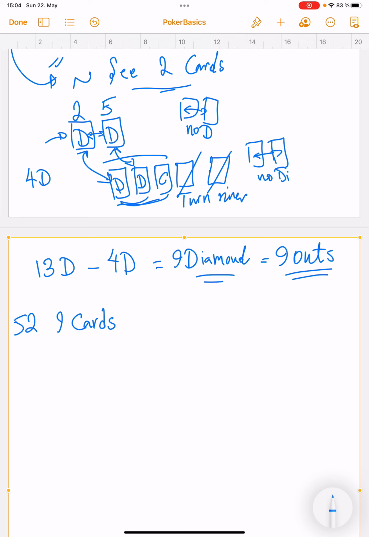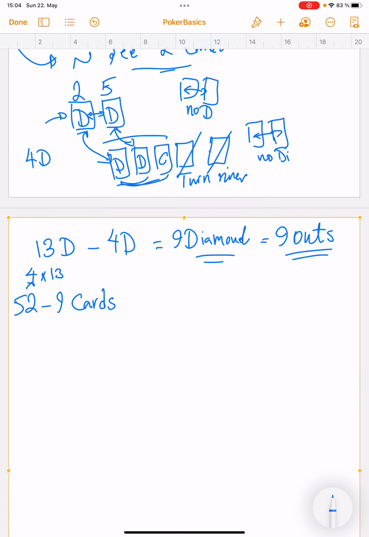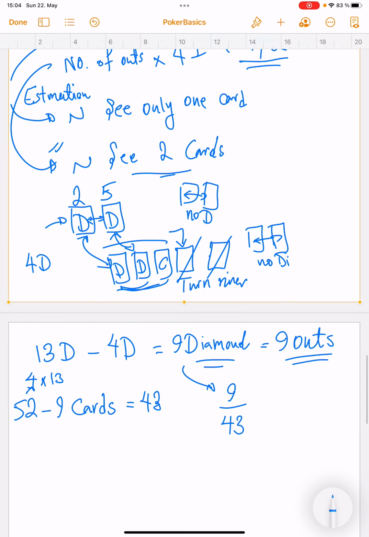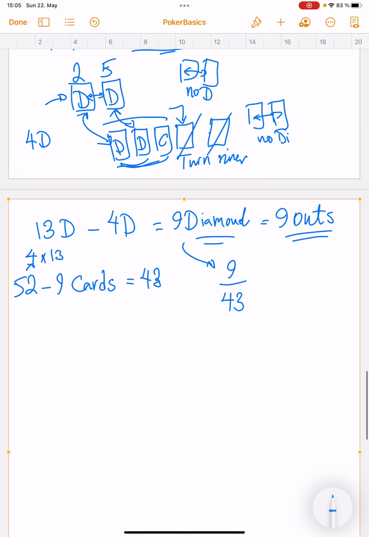And in a deck we have 52 cards. This is 4 suits and 13 values, 52 cards. And 52 minus 9 will be 43. And the probability will be 9 out of 43 for you to hit a flush in the next card, or in the turn. And 9 over 43, we need a calculator. Let me give you the exact value. Just a second. 9 divided by 43. Okay, this will be 0.209 something. So this basically means approximately 21%.